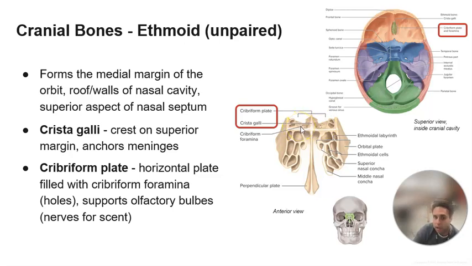This helps with your olfactory receptors. So the way you can smell, those have receptors and eventually nerves. So you have the olfactory bulbs, which are the nerves for scent. So you have receptors and you have nerves that are in this cribriform plate and this cribriform foramina, which again helps with the sense of smell by having nerves and having receptors for that smell.